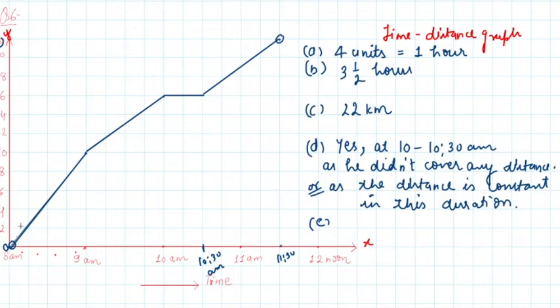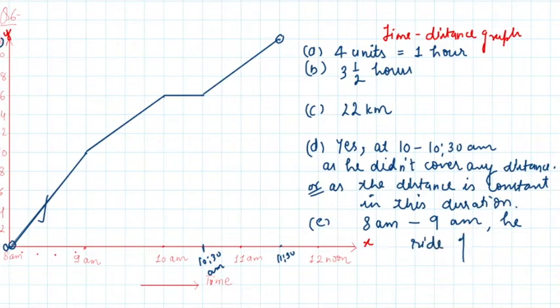From 8 to 9 he has covered this much distance, right? And then if you see from 9 to 10 a.m. he has covered this much distance. Then this is constant. So if you observe the graph carefully, in which duration has he covered the maximum distance? In this duration where he has covered 10 kilometers, right? So what we can write, from 8 a.m. to 9 a.m. in this duration he rode fastest.